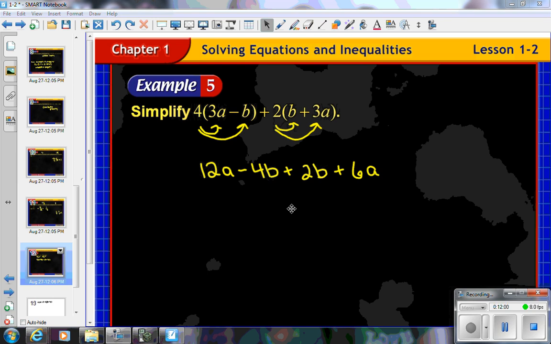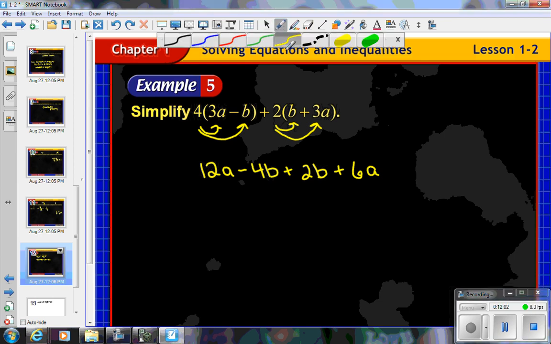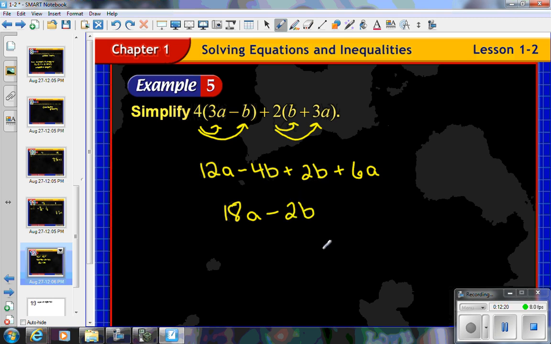Now we're going to combine like terms. So when we do that, we're going to group the a's together. So really we are changing the order. So technically we are using the commutative property when we do that, because we're changing the order. We're going to do 12a plus 6a, and we get 18a. -4b plus 2b is a -2b. So this is our answer when we simplify. Notice that this was a plus here.